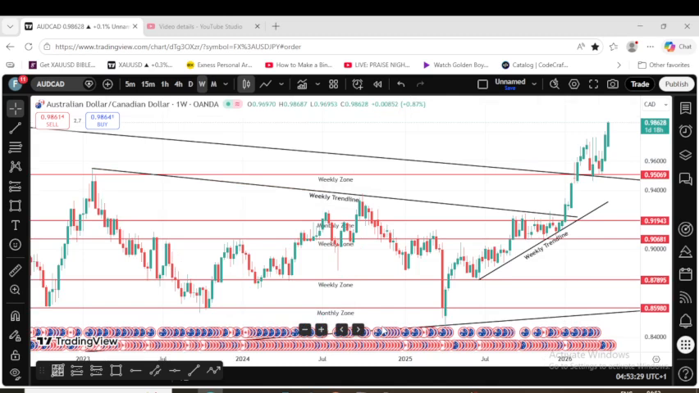So now that we've identified our monthly and weekly zones, as well as our monthly and weekly trend lines, the next thing for us to do is to go down to the daily time frame, because that's where our main analysis for taking trades will occur.